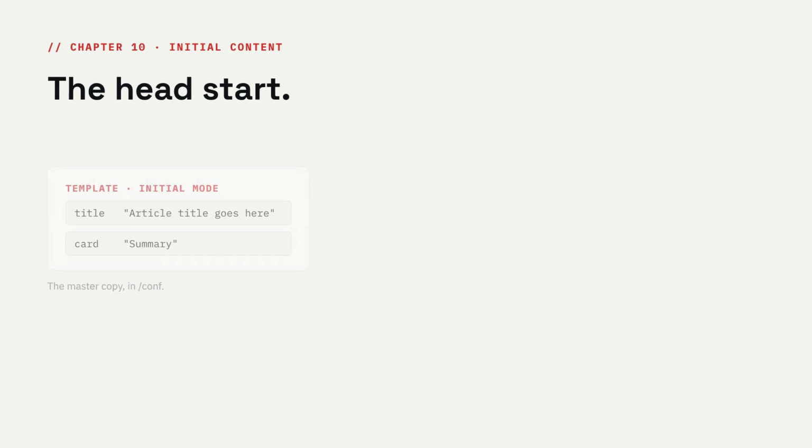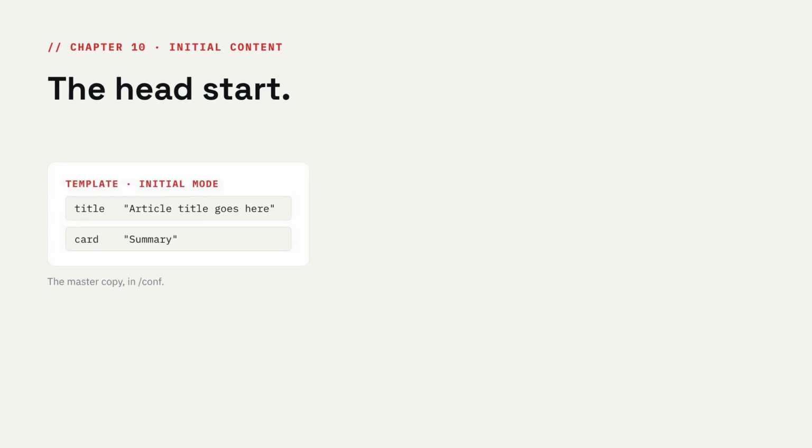Click OK. Third mode, initial content. How do article pages currently start life? Empty. Every author begins every article from a blank container. We can do better. Give every new page a head start. Initial content is the template's starting kit. Whatever you place in the initial mode gets copied into the page at the moment the page is created. Copied at creation, that word is doing all the work here.